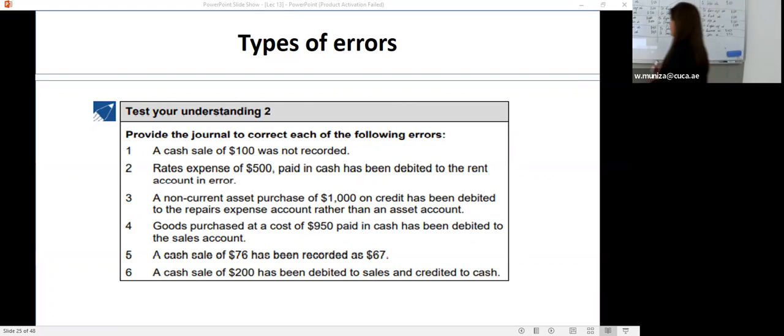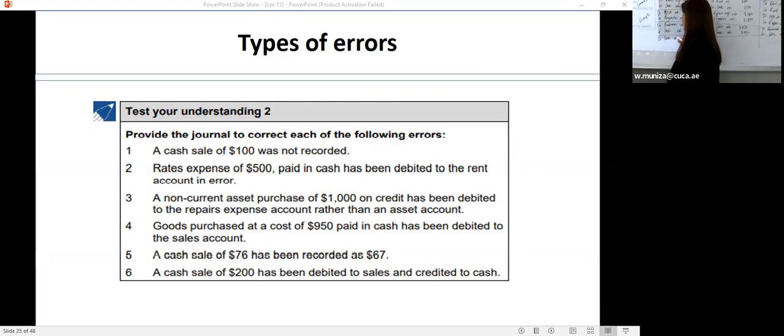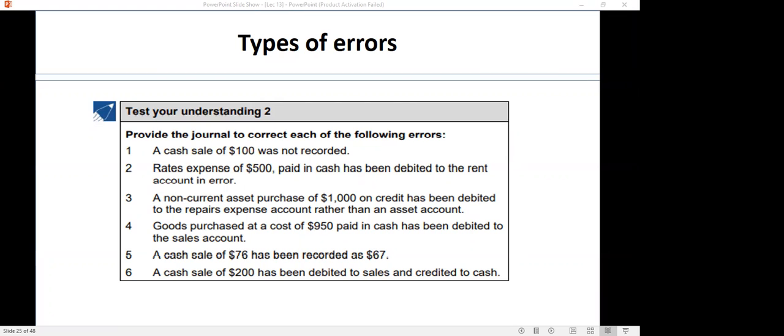A cash sale of $76 has been recorded as 67. Which type of error is it, students? A cash sale of 76 has been recorded as 67. First, tell me what is an accounting entry for cash sales? Debit cash account, credit sales account.